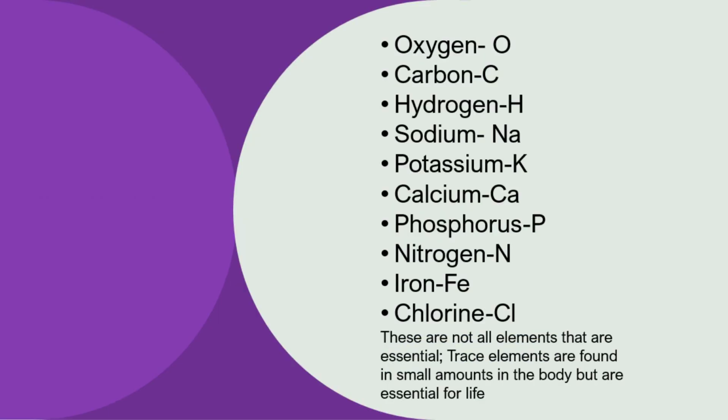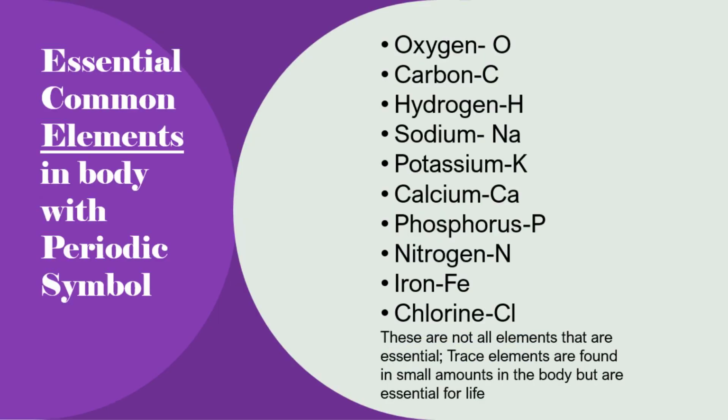Here are some of the essential common elements in the body with the periodic symbol: oxygen O, carbon C, hydrogen H, sodium Na, potassium K, calcium Ca, phosphorus P, nitrogen N, iron Fe, chlorine Cl.